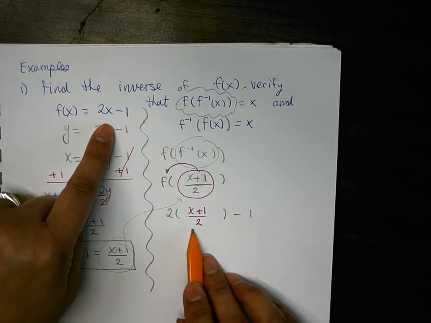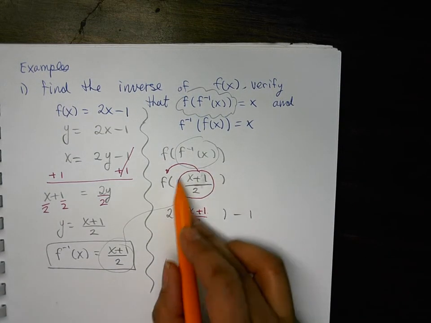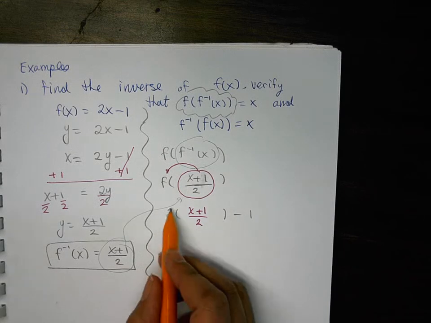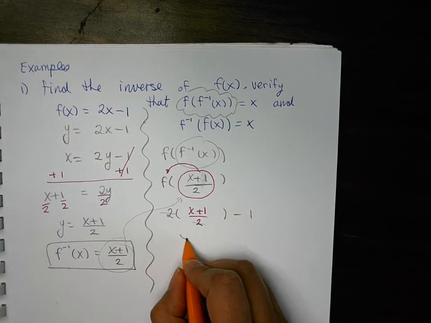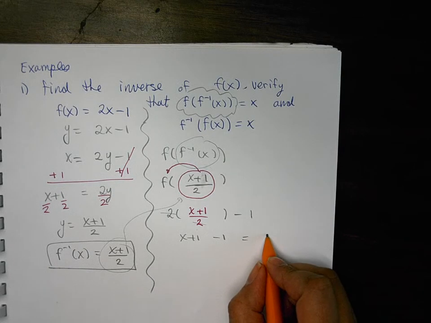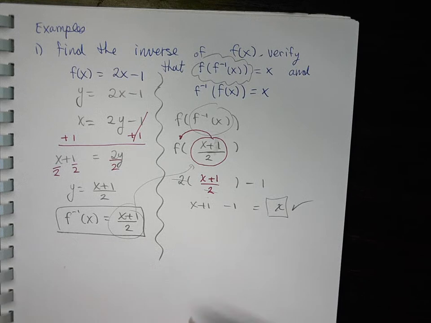2x minus 1. 2 blank minus 1. I took out the x and put a blank, and what did I put in its spot? The (x plus 1) over 2. What happens here with the 2's? And I'm left with x plus 1 minus 1, which equals x. Is that what we were trying to prove?